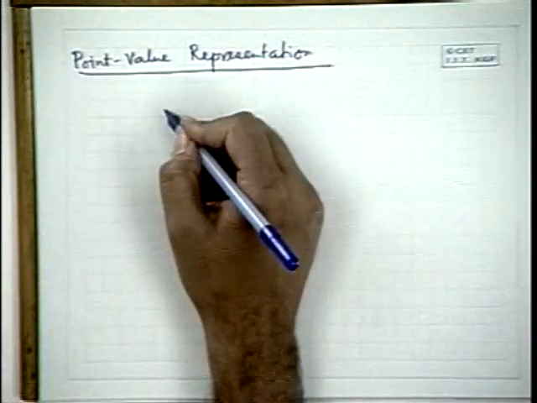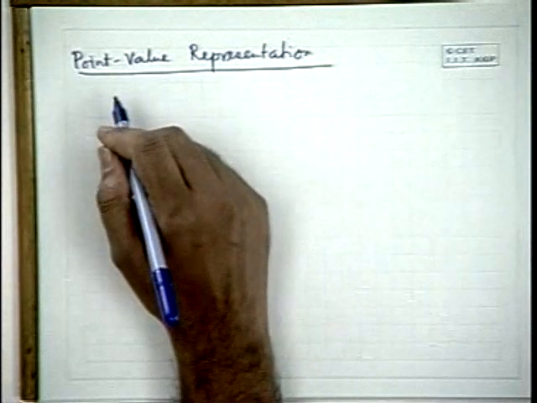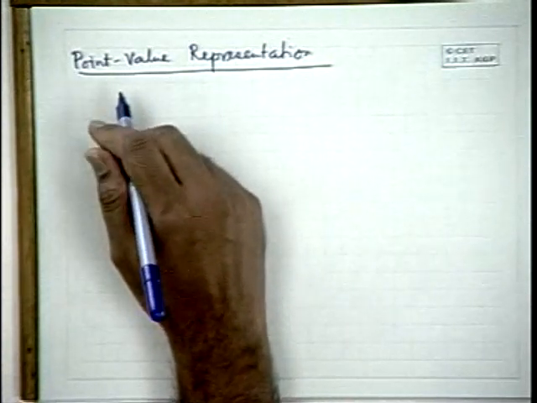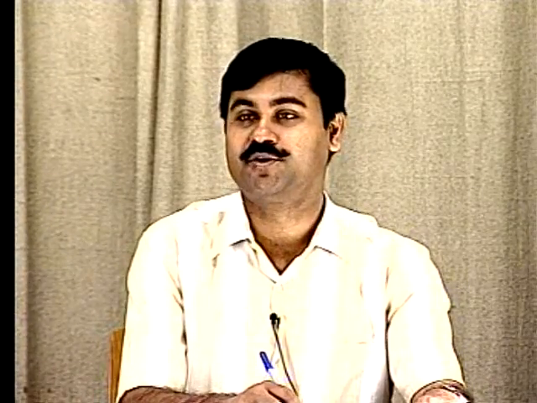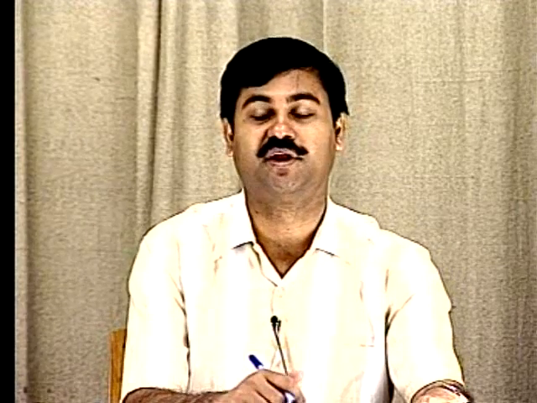What is point value representation? It is just a set of tuples, that is xi, yi, where the value yi is nothing but p of xi. So you give a set of xi's and give the set of values of the polynomial at those points. That will be nothing but point value representation. If you have a polynomial of degree n minus 1 and if you have such n tuples, you have represented the polynomial uniquely. So that is called the point value representation.